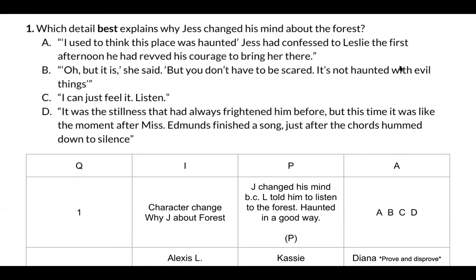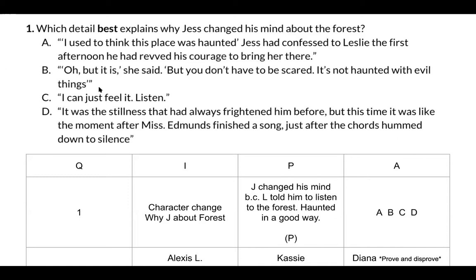I think the answer is B, because it's telling us how Jess's best friend is persuading Jess into thinking that the forest really isn't haunted. It's just that it's haunted with good things and not bad things. Absolutely. And then Pedro, I saw that you disproved an answer. Which answer choice did you disprove and why? I disproved C because it doesn't show any character change, and what we want to see is character change. Absolutely. And so you guys heavily tied this back to the problem within the text.